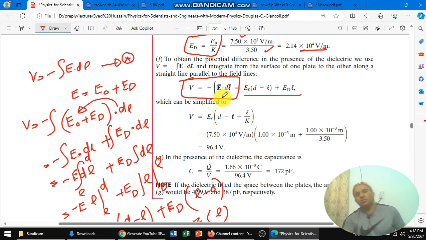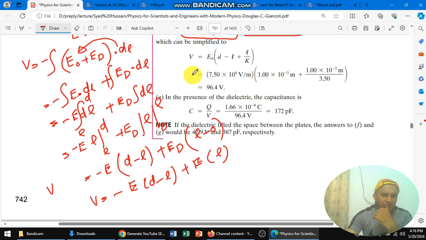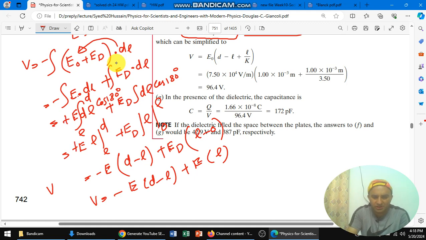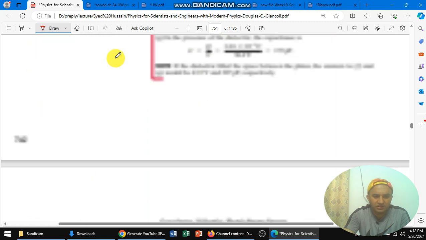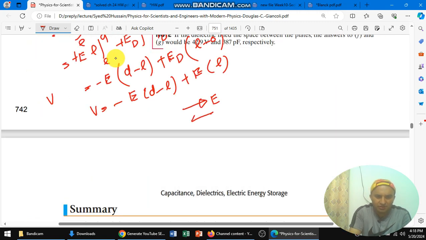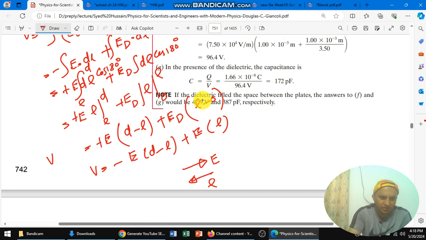Now the minus sign can be removed by taking the cos of 180, because the dot product is E dl cos 180, since the angle between the electric field intensity and the length element is 180 degrees. So cos 180 gives us the plus sign on both terms. Why is it cos 180? Because the electric field intensity is going from positive to negative, but the length element is in the opposite direction, so we can take 180 degrees. So this negative sign can be removed, and it gives us plus.